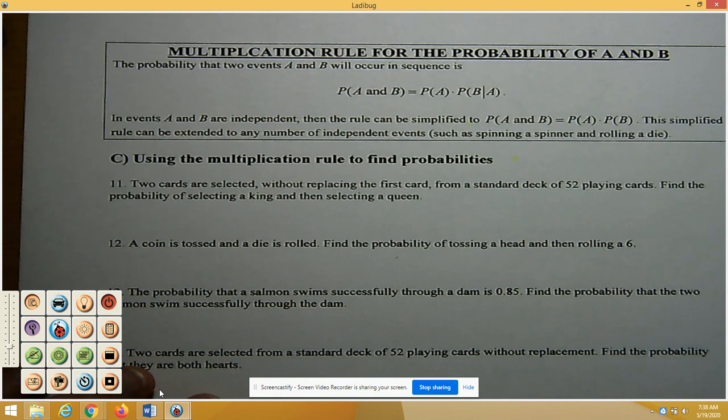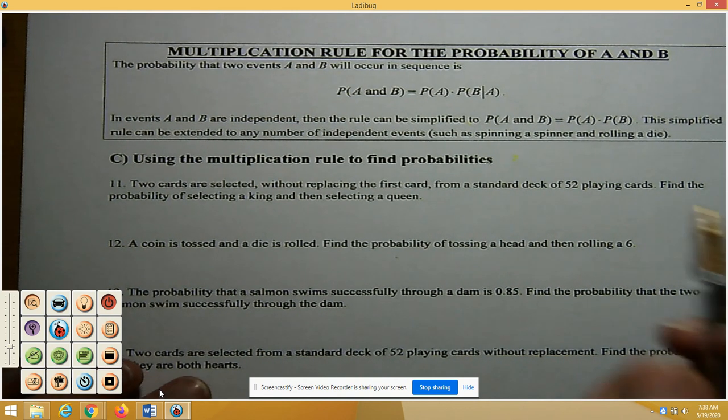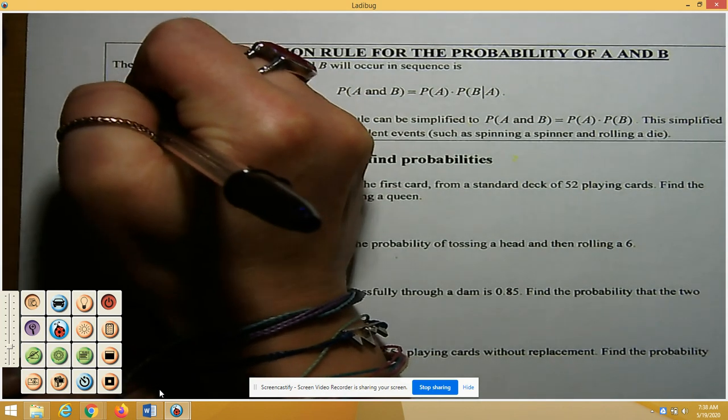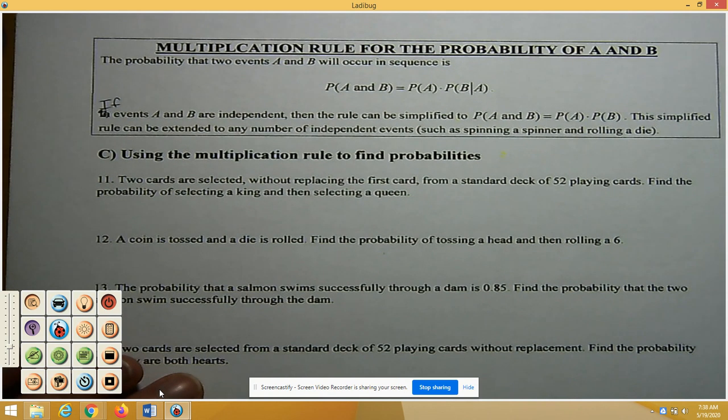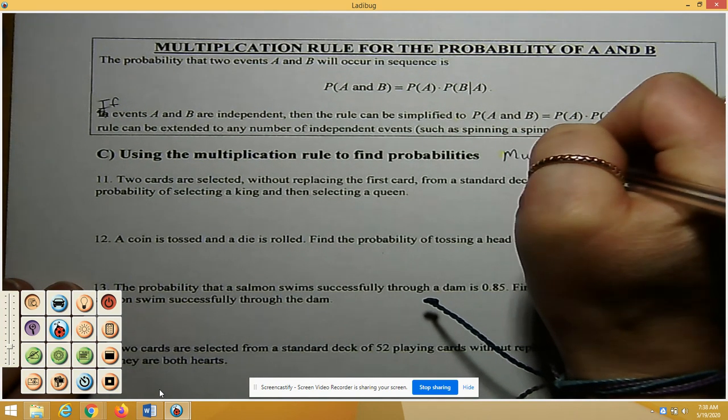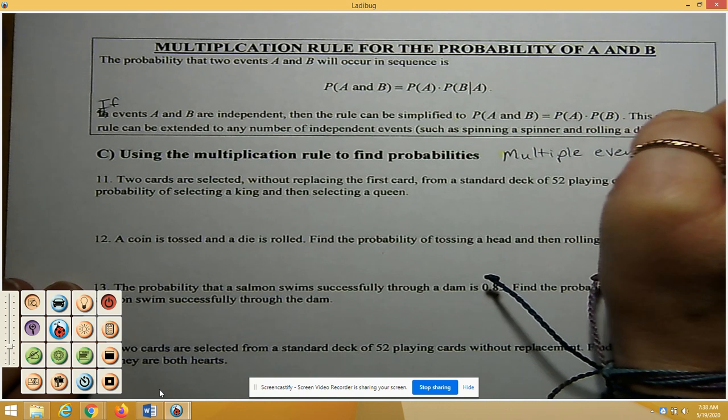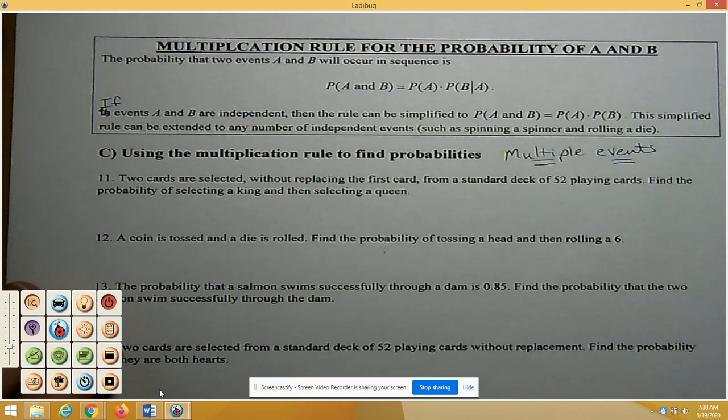If events A and B are independent, then the rule can be simplified to the probability of A and B equals the probability of A times the probability of B. This simplified form can be extended to any number of independent events, a spinner, rolling a die, anything that won't affect the other. So the big thing here is that you have at least two events happening. So this is multiple events. That is important to look for.